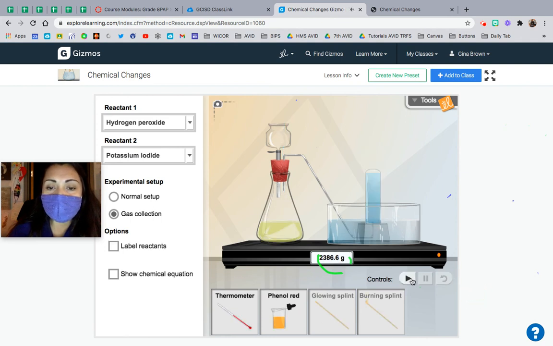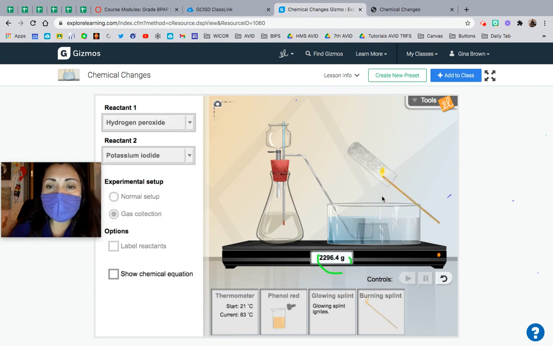Let me check that out. Oh, the mass changed because I added the thermometer. That makes sense, y'all. Okay, burning splint goes down because you took that off. So that's why the mass is changing there, y'all, because you're taking this test tube off and then you're adding the thermometer. So kind of keep that in mind. And then I put this one, same thing.